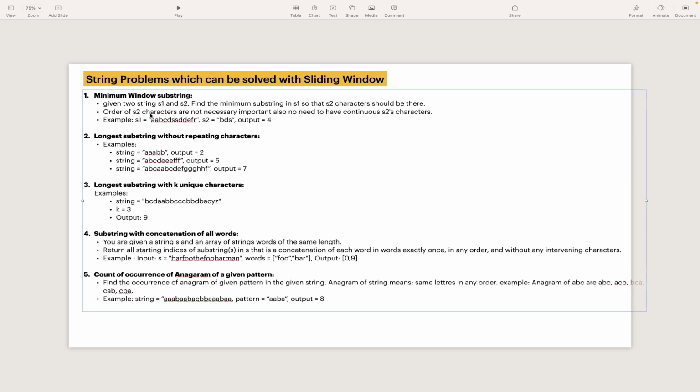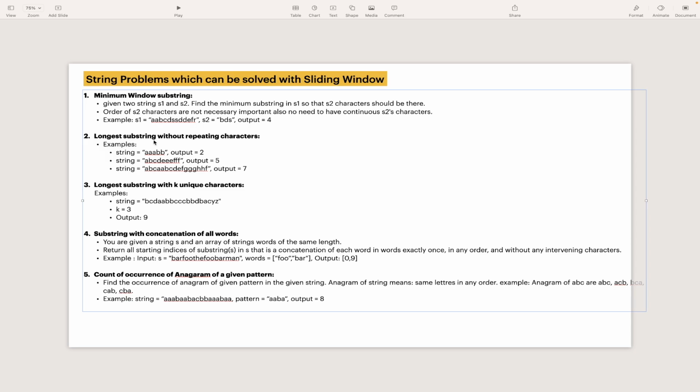So the order of S2 characters is not necessarily important. You don't have to worry about the ordering. It can be BDS, it can be DBS, or it can be SBD. Also, there's no need to have continuous S2 characters. It's not required that you should have continuous S2 characters, right? So this is the first problem. We'll look at this problem in detail later.